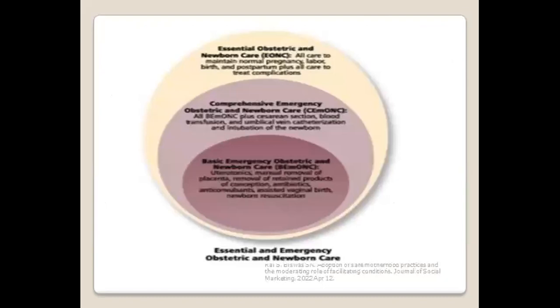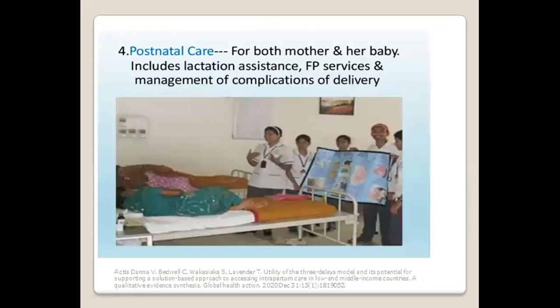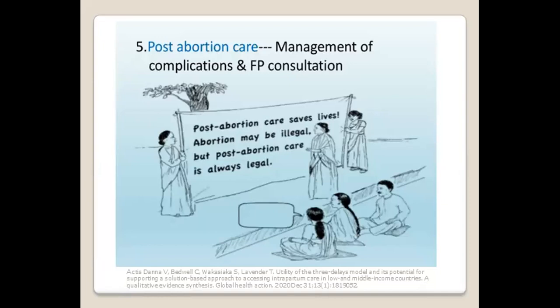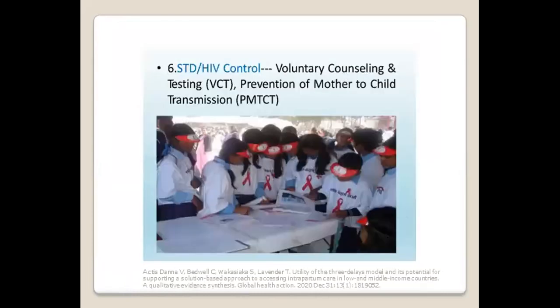If we see, the essential obstetric and newborn care is further divided into two levels: basic emergency obstetric and newborn care and comprehensive emergency obstetric and newborn care. Postnatal care is also provided in safe motherhood for both mother and baby, which includes lactation assistance and counseling, family planning services, immunization of child, and management of complications of delivery. There is also post-abortion care, which is another pillar added, which includes management of complications which arise during abortion, and also family planning consultation. Sexually transmitted disease or HIV control includes voluntary counseling and testing and prevention of mother-to-child transmission, PMTCT.